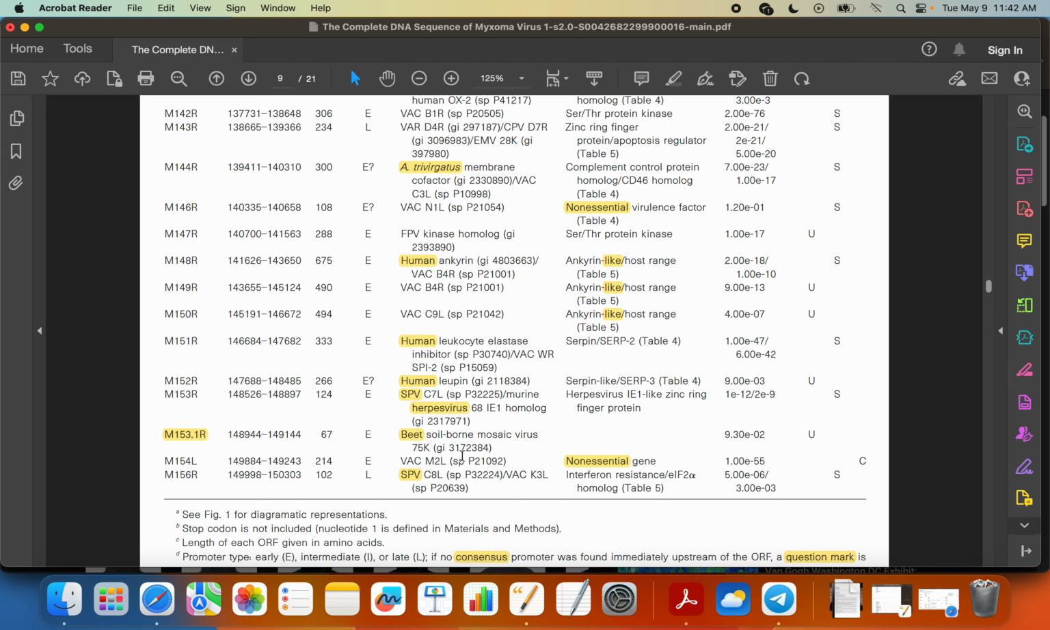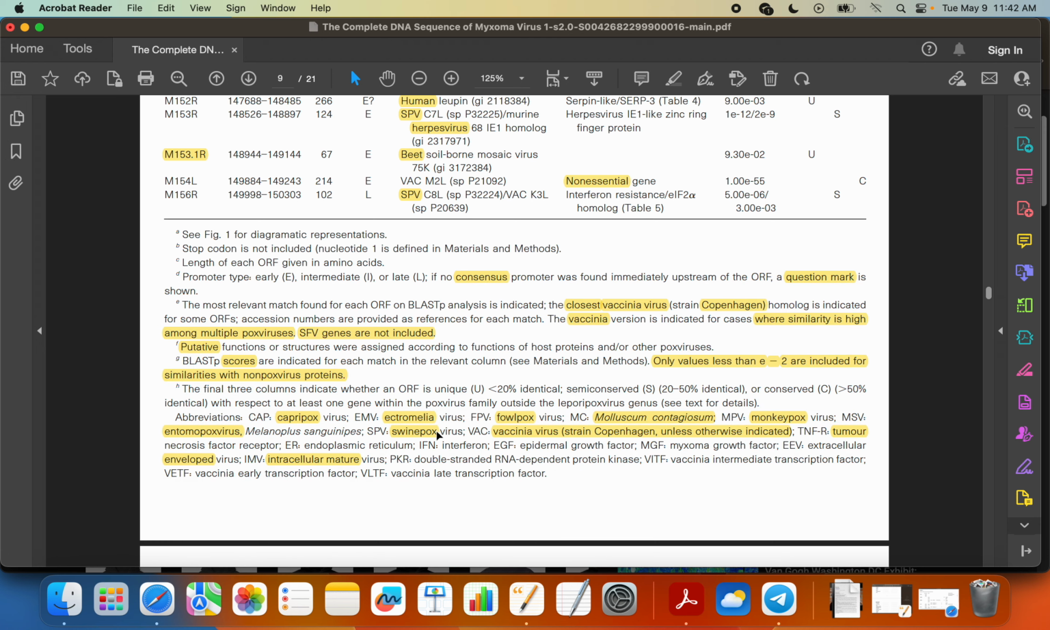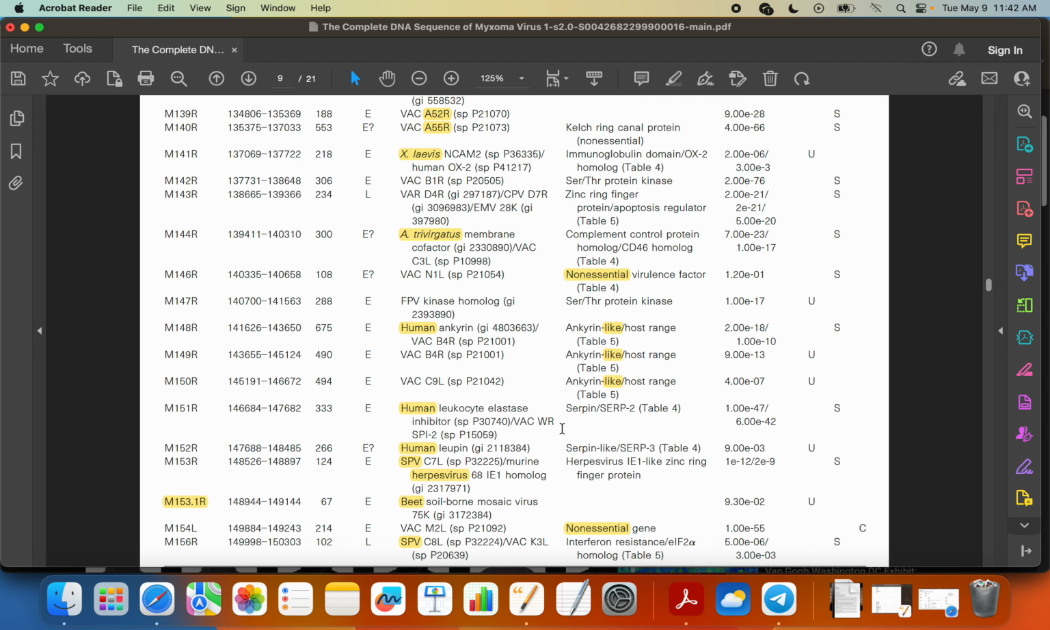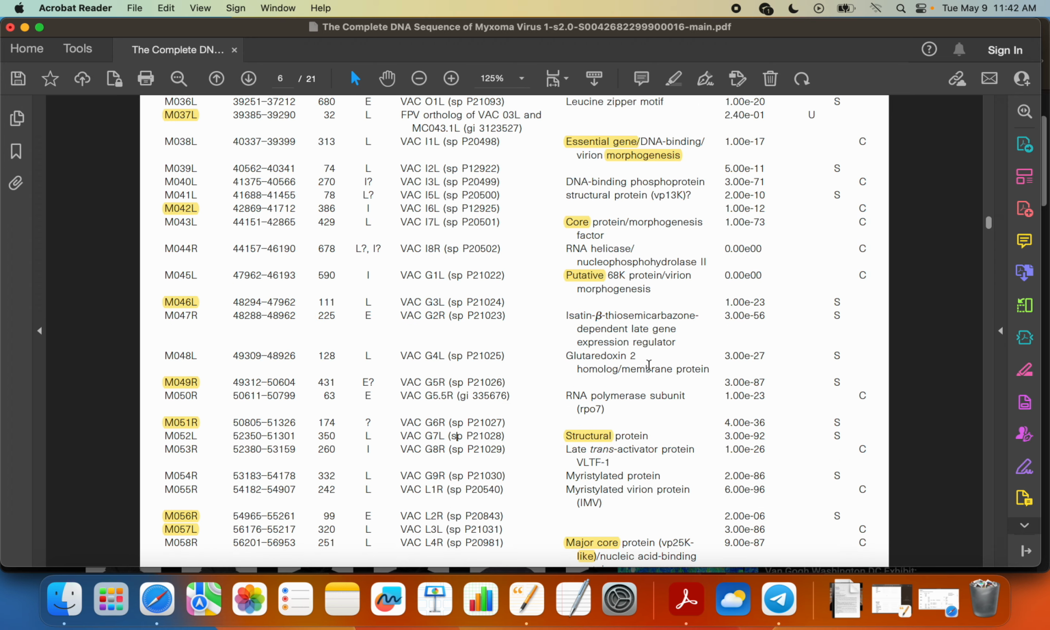So you would think that since this is a Myxoma virus, it would correlate more with other viruses and not necessarily some of these other random species. Let me see what the VAC stands for. VAC is vaccinia virus. So, I don't know much about that, but it sounds like vaccines. Okay, so let's go back to this column here.